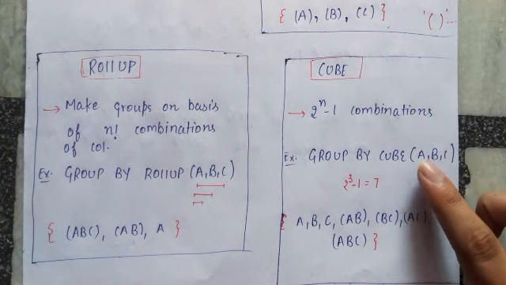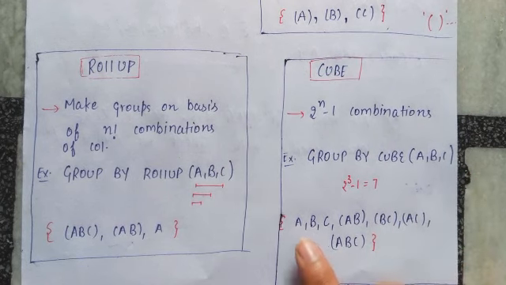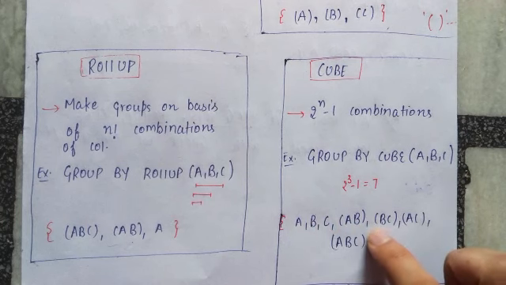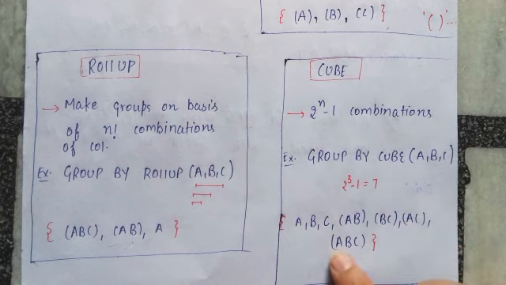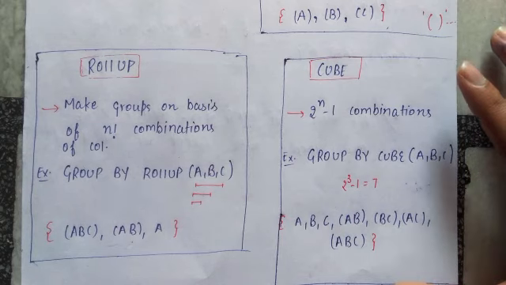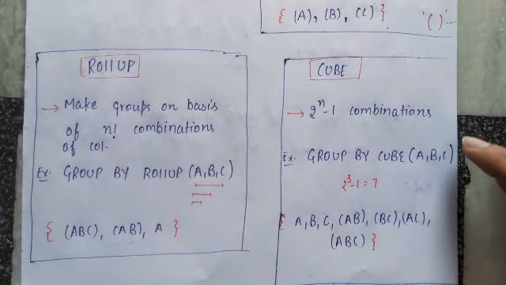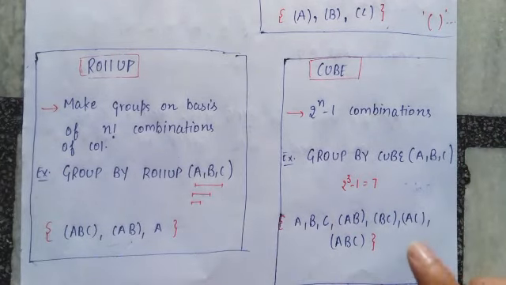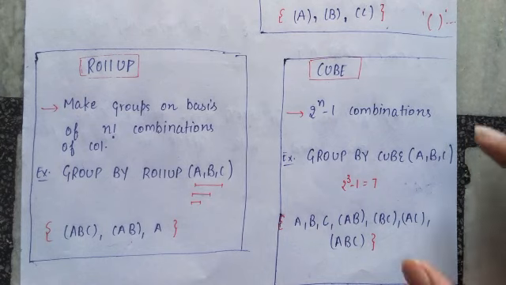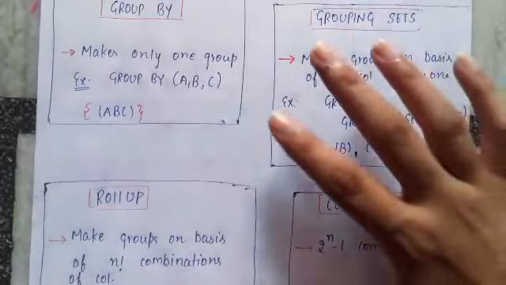For example, we have used three columns over here, that is A, B and C. So how will it make the groups? It will first make the groups on A column, B, C, and then on the basis of AB columns, on the basis of BC columns, on the basis of AC, and at the last on the basis of all three columns. So this is the use of this cube while making grouping. It will take all the combinations plus the total also. Like roll up, it also finds the total of all the columns automatically.